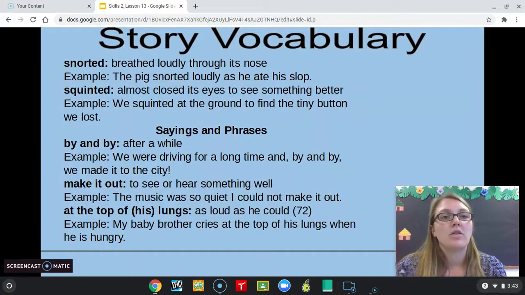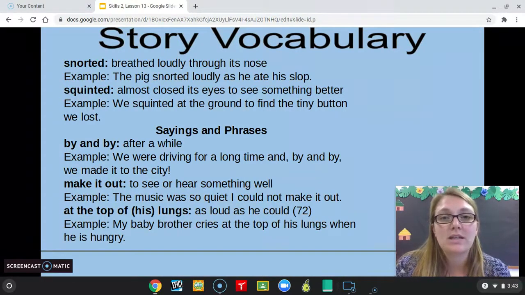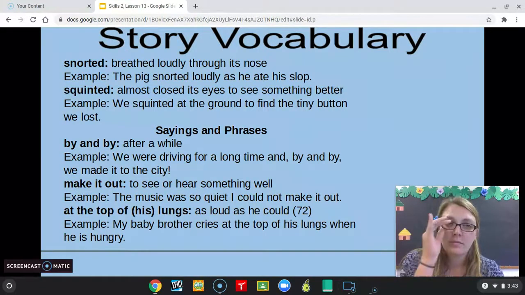Okay, our vocabulary: snorted, breathing loudly through its nose. The pig snorted loudly as he ate his slop. And squinted, almost closed its eyes to see something better. So doing that. We squinted at the ground to find the tiny button we lost.